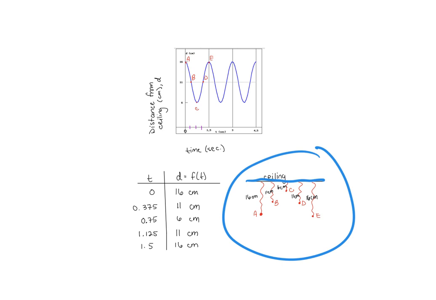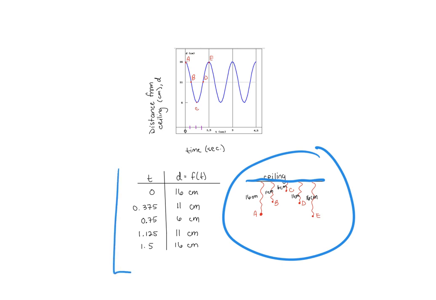So as it's bouncing back up, we can track that at point B. You can see it's halfway up, it's coming back up. So it shows that it's only 11 centimeters away from the ceiling. And then at point C, we can see that it's 6 centimeters away from the ceiling. So it's closest to the ceiling at point C because it's only 6 centimeters away, whereas it's the furthest from the ceiling at point A and point E because we can see that at 16 centimeters, that's the furthest distance away from the ceiling it is.